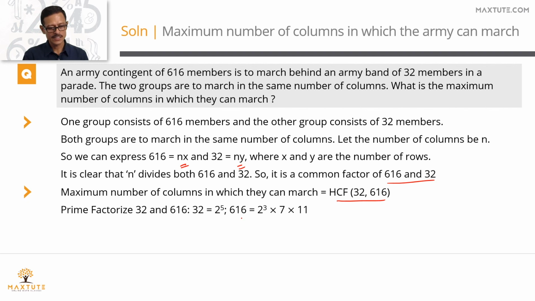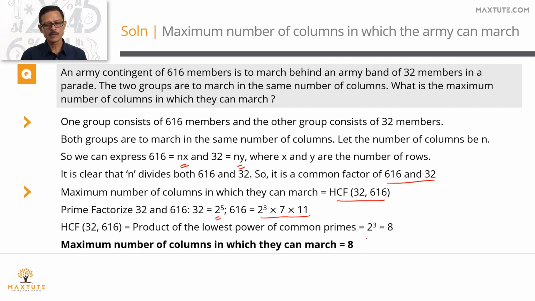Prime factorize both these numbers. 616 is 2 cube times 7 times 11. 32 is 2 power 5. HCF is nothing but the product of the common primes in their lowest power. The only common prime is 2, and in its lowest power it is 2 cube, which is equal to 8. So both the army and the band will have to march in columns of 8.